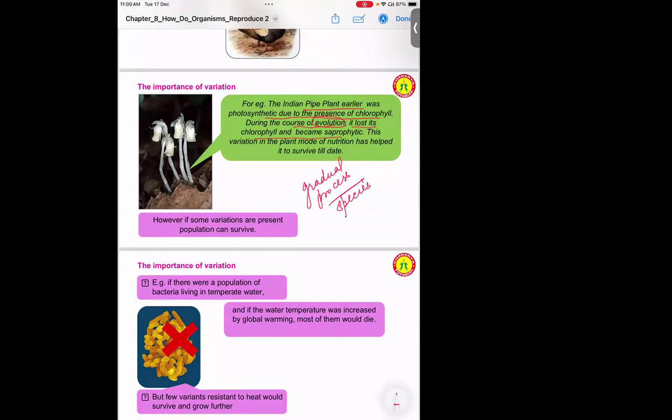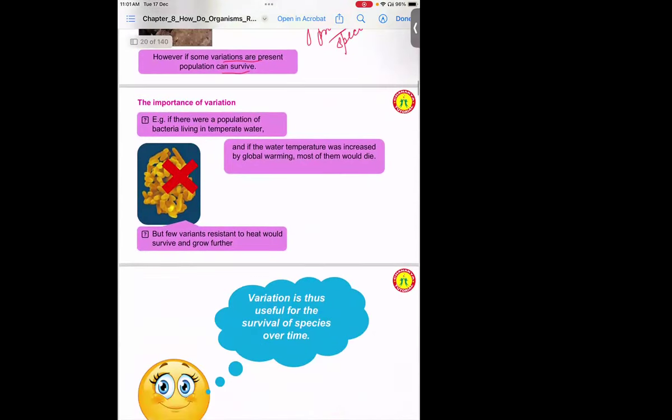So earlier, because of the presence of chlorophyll, they were able to do the process of photosynthesis. But later on, due to evolution, they lost that property of photosynthesis and became saprophytic. So that is what variation did, it helped them to survive till date. If some variations are present, the population can survive. So it's important that the population should have variations in it.